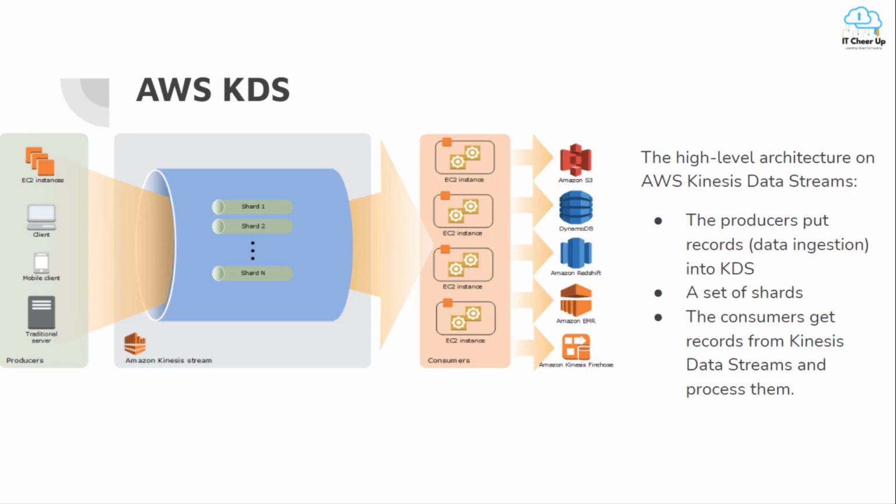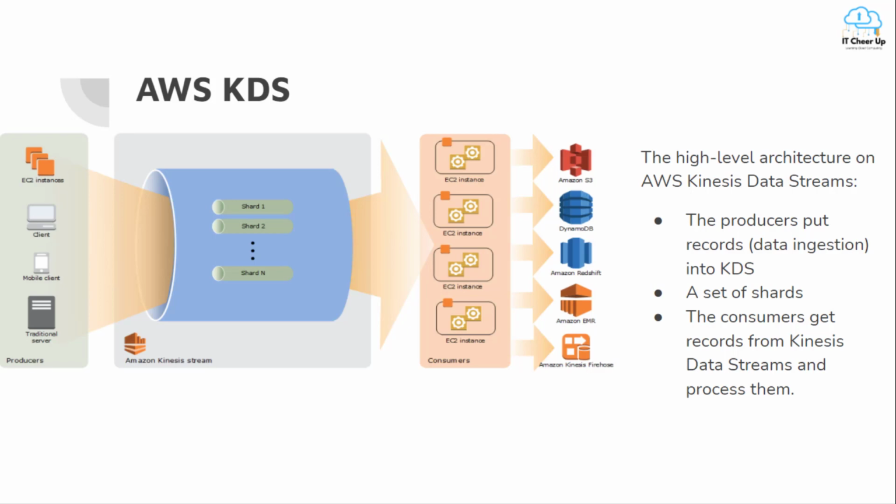Let's take a look at AWS Kinesis. AWS Kinesis has 4 capabilities: Kinesis Video Streams, Kinesis Data Streams, Kinesis Data Firehose, and Kinesis Data Analytics. Kinesis Data Streams can collect and process large streams of data records in real time, the same as Apache Kafka.